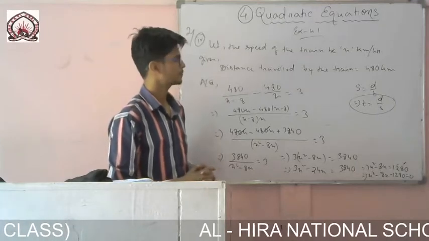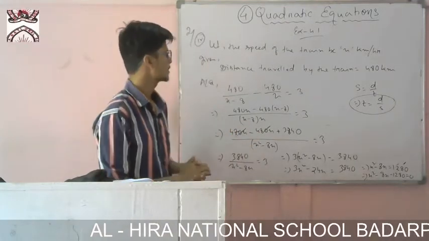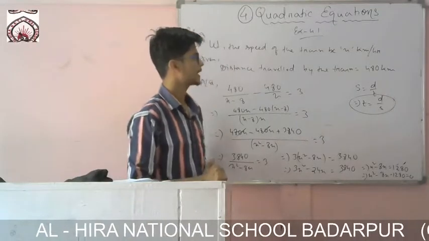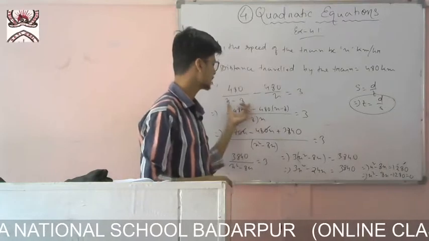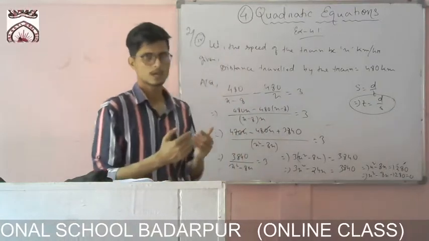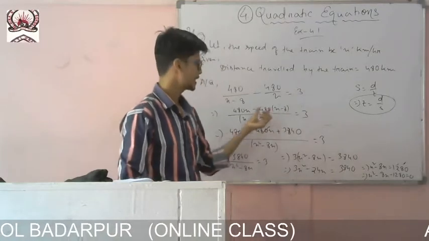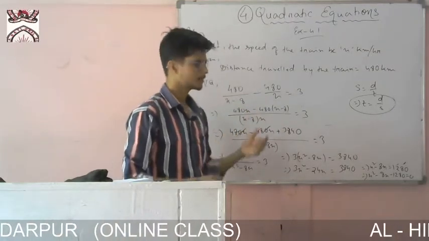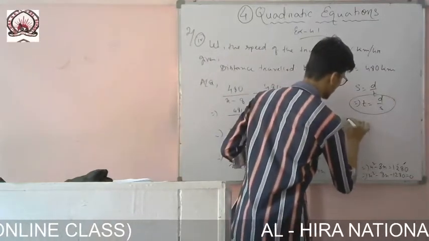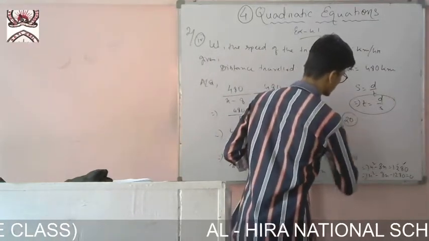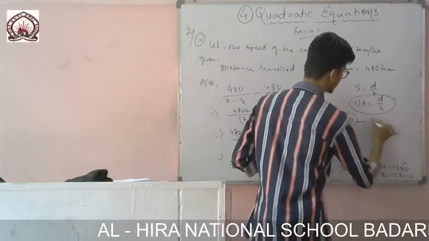What I have done here: the speed of the train, we have taken it as x kilometer per hour. The question is to find the equation for finding the speed. Given distance traveled by the train is 480 kilometers. It is given that if I reduce the speed, it will take 3 hours more. Earlier I could have taken 20 hours to cover the distance, now it will take some hours more, that is 23, like this.